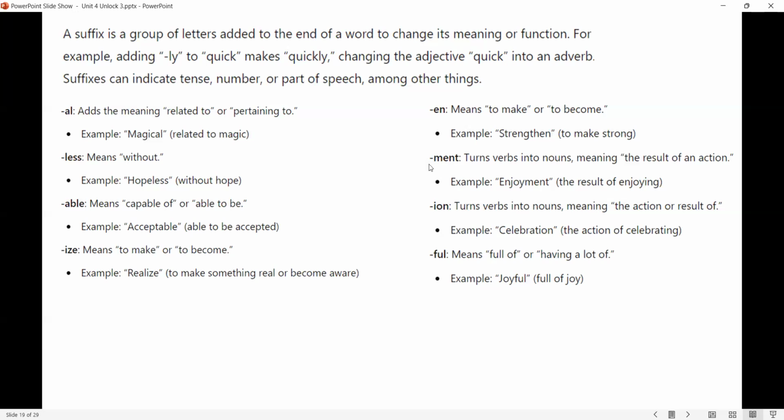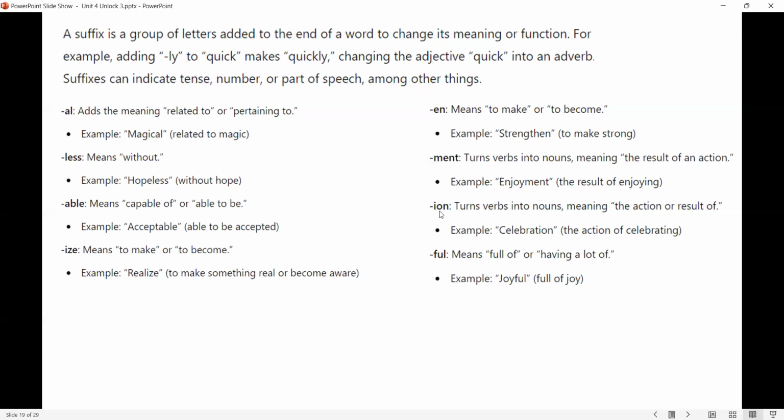Ment, when you add ment to a word, it changes to a noun. So it turns a verb into a noun, meaning the result of an action. Example, enjoy is the verb. Enjoyment is the noun. It means the result of enjoying. It means fun.